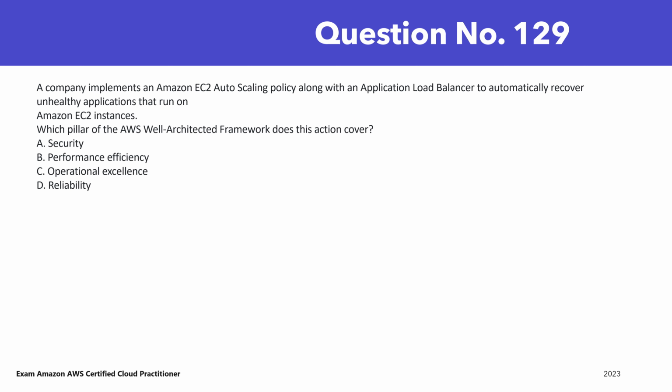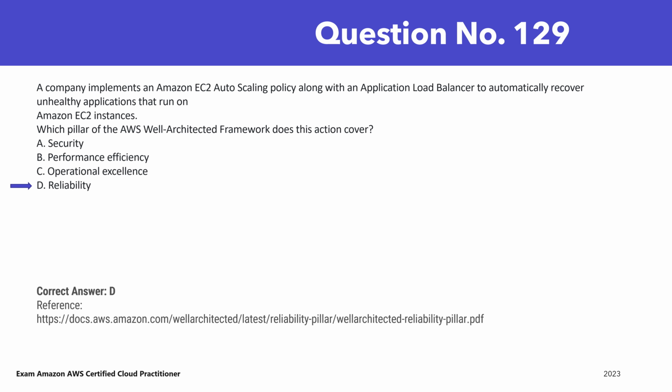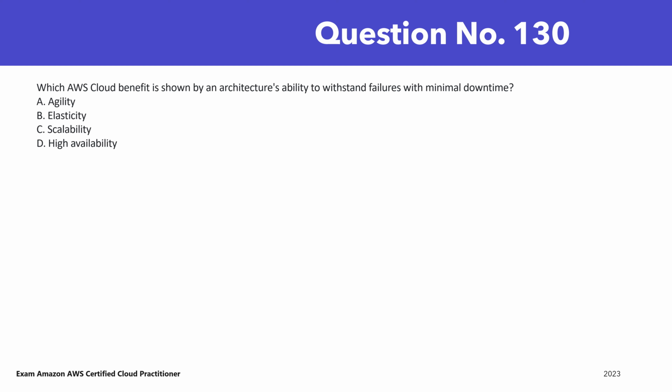A company implements an Amazon EC2 Auto Scaling policy along with an application load balancer to automatically recover unhealthy applications that run on Amazon EC2 instances. Which pillar of the AWS Well-Architected Framework does this action cover? A. Security. B. Performance efficiency. C. Operational excellence. D. Reliability. Correct answer, D. Which AWS Cloud benefit is shown by an architecture's ability to withstand failures with minimal downtime? A. Agility. B. Elasticity. C. Scalability. D. High availability. Correct answer, D.